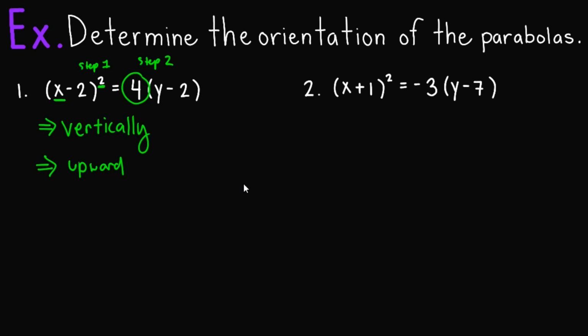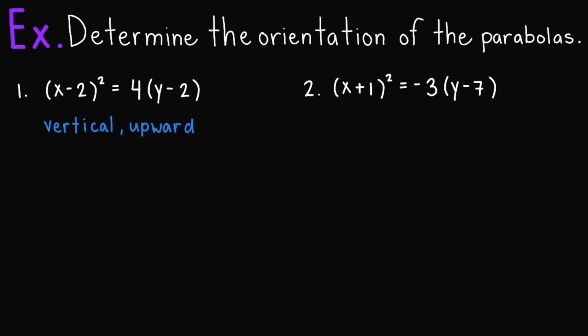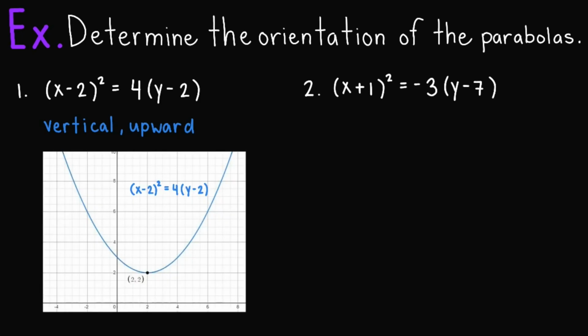Just take note that we were able to do that since this equation out here is already in its vertex form. So if not, you still need to manipulate it, then proceed with these 2 steps out here. So again, we have a vertical and upward parabola. And indeed, if we check out its graph, you can clearly see that this parabola is vertical and opening upward. Let's move on to the next example.